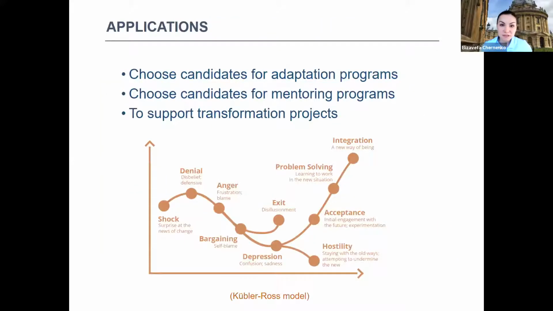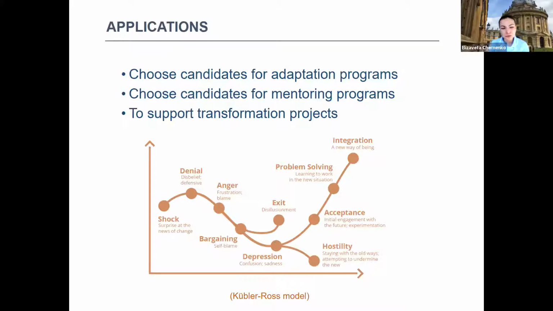For example, if you know who is who, you can make the best choices when choosing people for different programs, like mentoring programs or adaptation programs. You can also make the best decision if someone is leaving an organization, about who might be the first candidate for replacement. You can also support transformation projects more efficiently if you know who's who. Let me give an example.